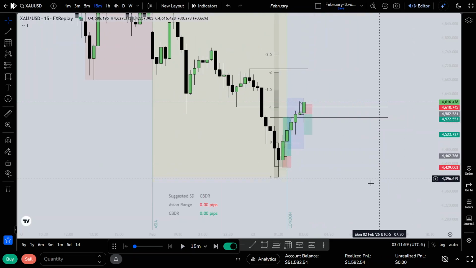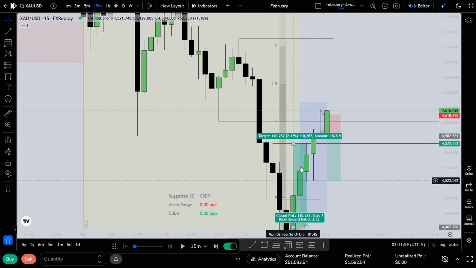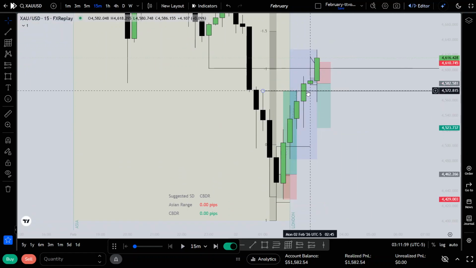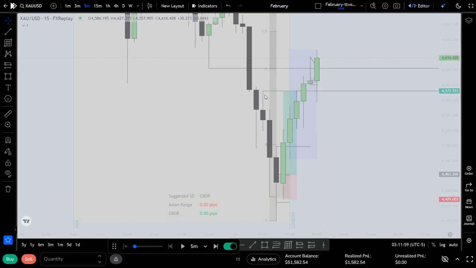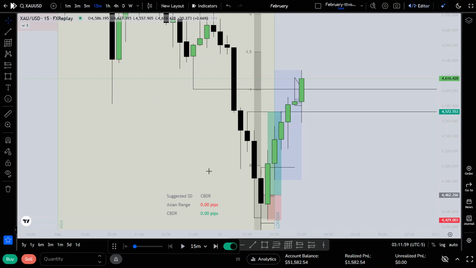But since we're looking at the macro, we're really scalping, and we're really trying to just get in and out of the market. There we got in, we got taken out there. So it's a change of character. We now know that we're bullish, part-time bullish for the moment.